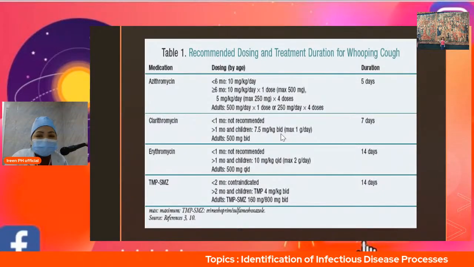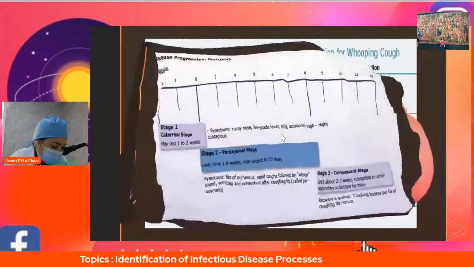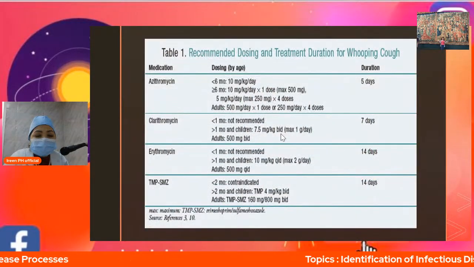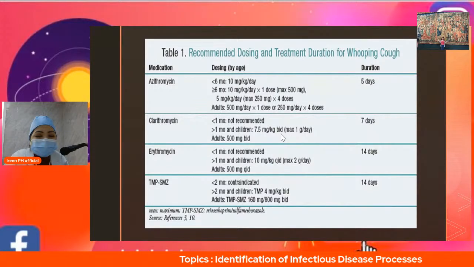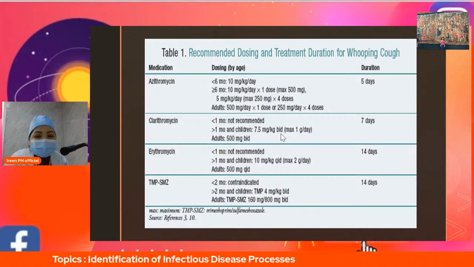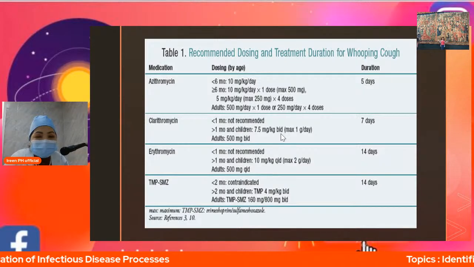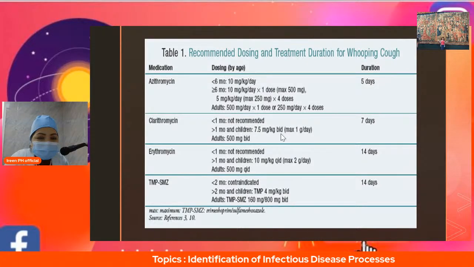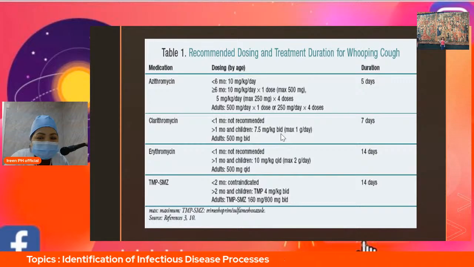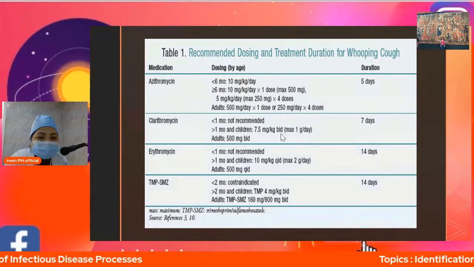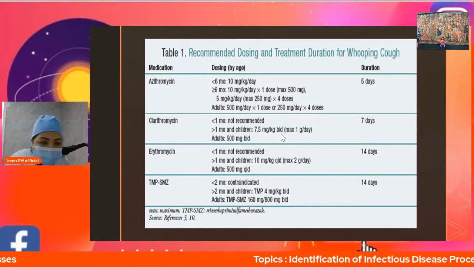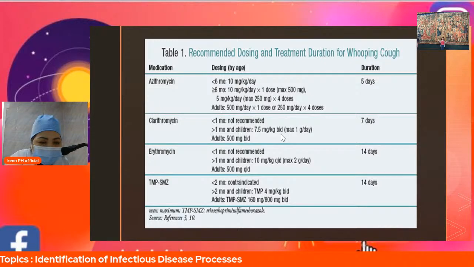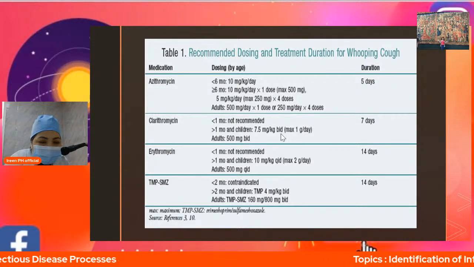These are some medications: azithromycin, erythromycin, and TMP-SMX. And we have dosing by age and durations. Azithromycin, duration 5 days. And then erythromycin, and TMP-SMX.